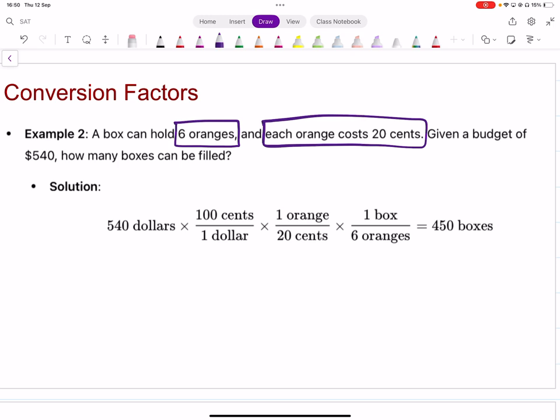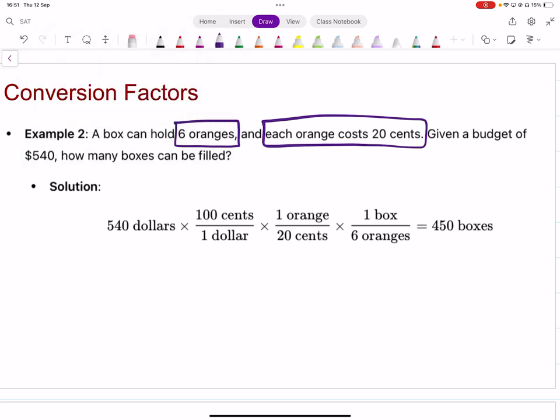This is another conversion factor we have: one orange to 20 cents. Okay. Given a budget of $540. Now that's a constraint that we have. That's the total amount that we have. $540, we cannot exceed that. How many boxes can be filled? So the final result needs to be some number of boxes. Is that okay? Now how do we start?